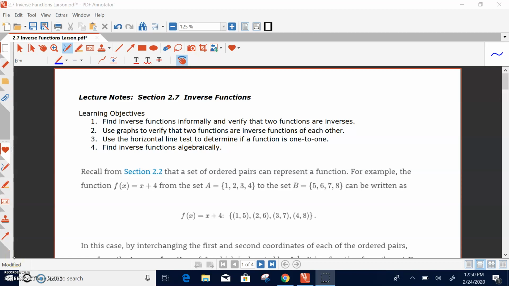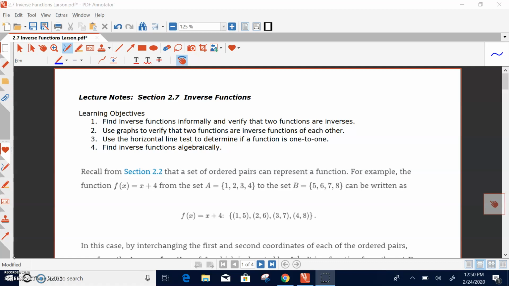Let's check out what's happening in section 2.7, inverse functions. As you can see, the learning objectives are we're going to find the inverse of a function informally, verify that two functions are inverses. We'll look at graphs to verify that two functions are inverses of each other. We'll use a horizontal line test to determine if a function is one-to-one. And finally, find the inverse functions algebraically.